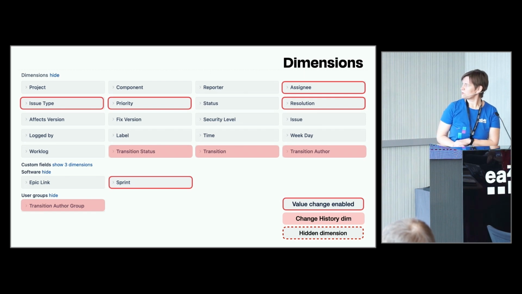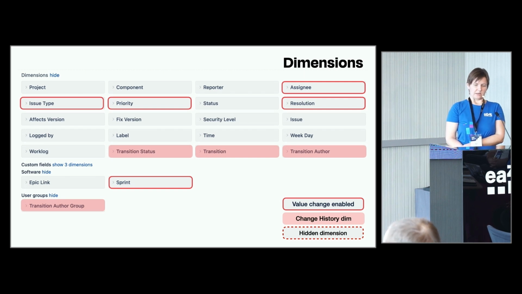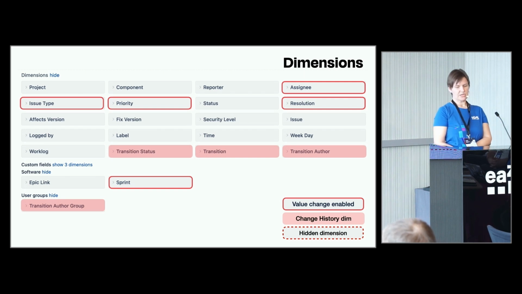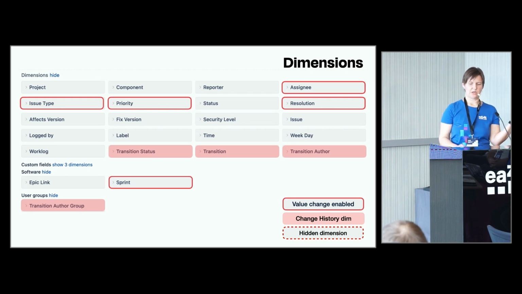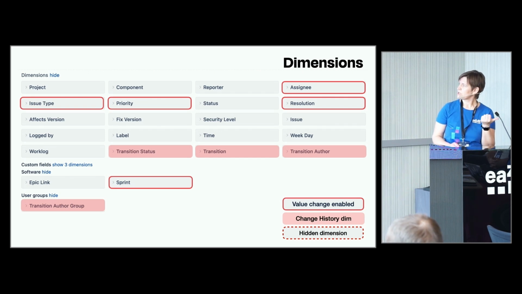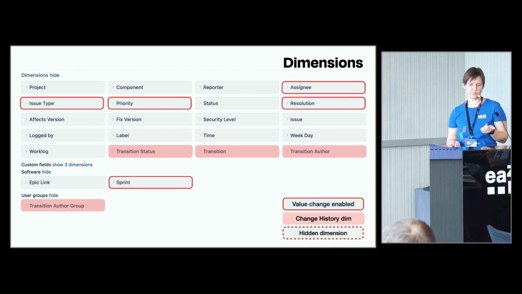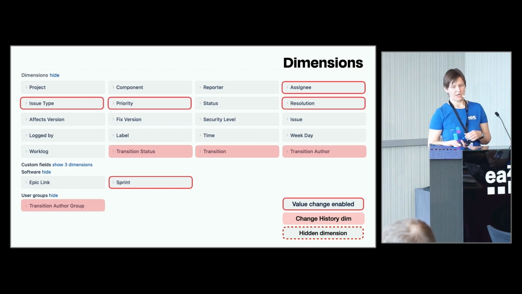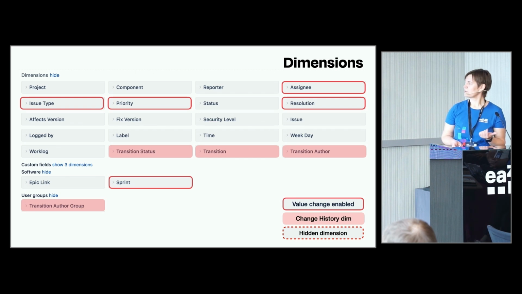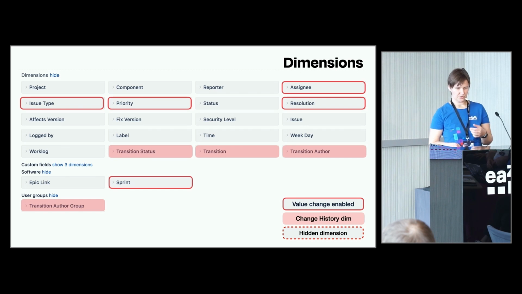So there are 4 new dimensions which can be used for analysis. The main one is transition status, which contains the same members as status, but it shows status at the specific point in time. So the transition status shows historical statuses, and the status dimension still shows the current status. Transition dimension represents status change in more detail, listing from which status to which status. And transition author is quite clear, who made the change. Transition author group is the group of those persons who made changes.